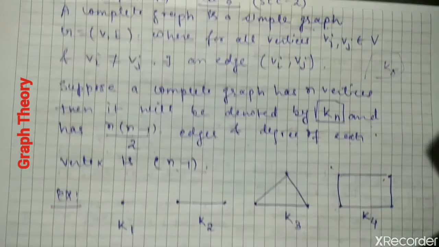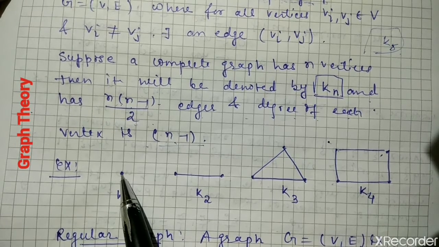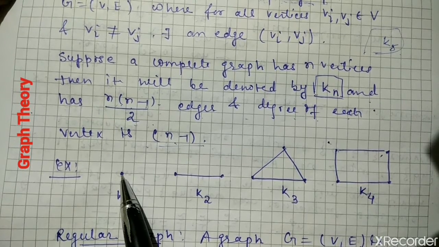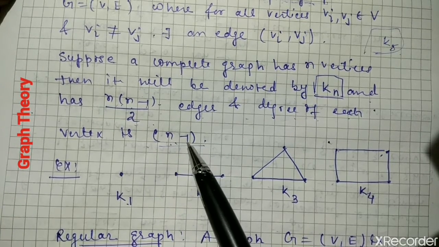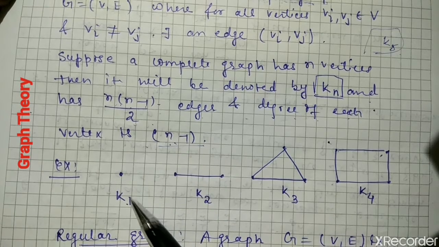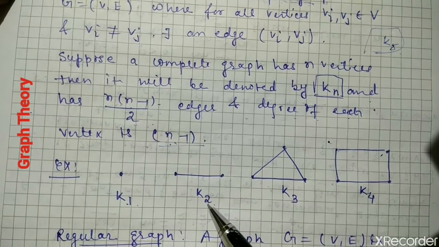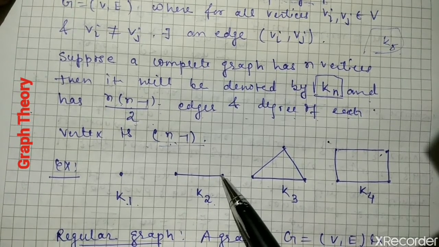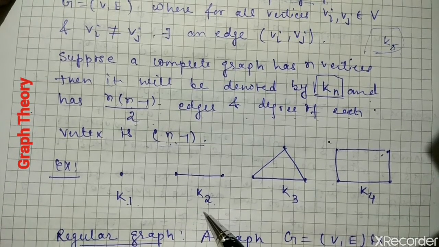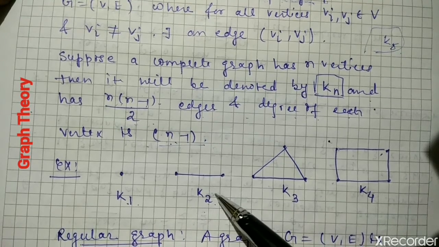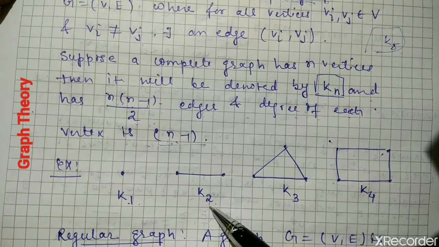Here we have some examples of a complete graph. Number one is K1. We have only one vertex, that's why 1. How many edges do we have? 0, so we have no edge, and this is known as K1. Now next is K2. Here we have two vertices, and with them we have only one edge. This is known as K2, and the degree of each vertex is n minus 1, so here the degree is 1.